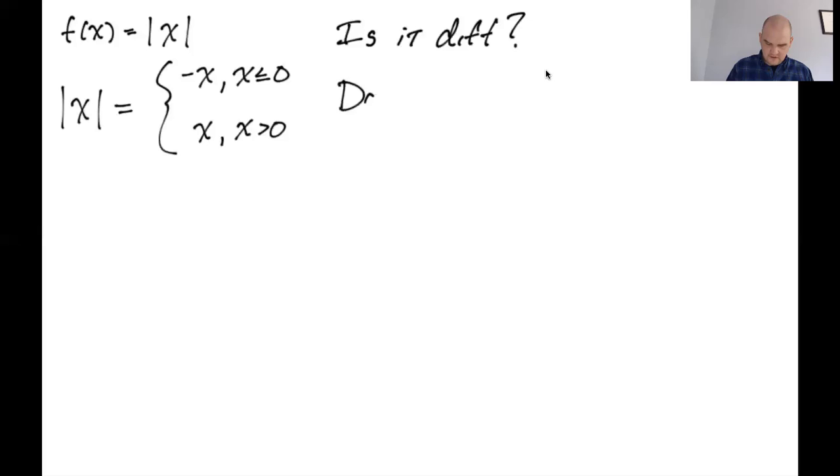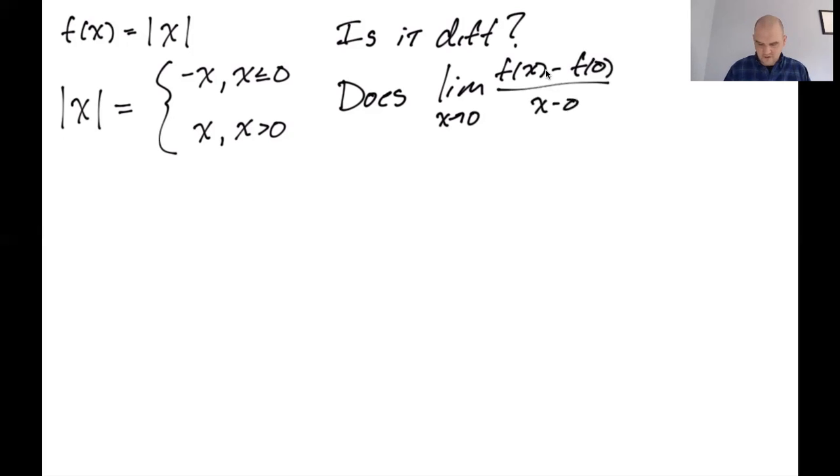At x equals 0, everywhere except at 0, this is going to be fine, right? Because negative x is a line, it has a slope of -1. The derivative exists everywhere. x is a line, it has a slope everywhere, it's always going to be 1. So does the limit as x approaches 0 of f of x minus f of 0 over x minus 0 exist? That's the question that we're trying to answer. Does this exist? All right, well, we can do that.